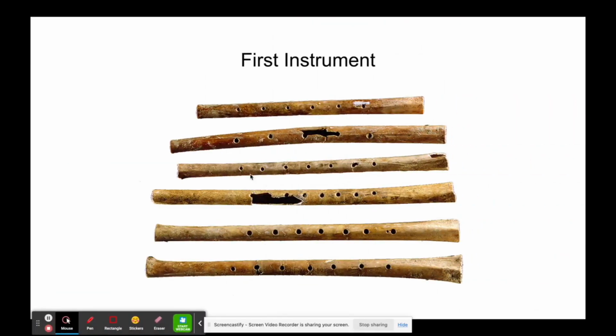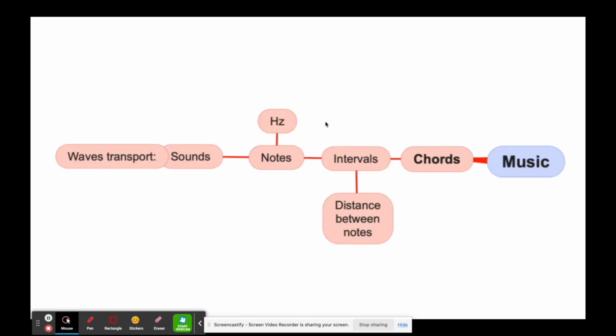Getting into a little bit of history, we know that the first instrument made by humans was the flute. Every time you put a finger on different holes, it makes a different note. So it produces different hertz, right? So let's now move to intervals.